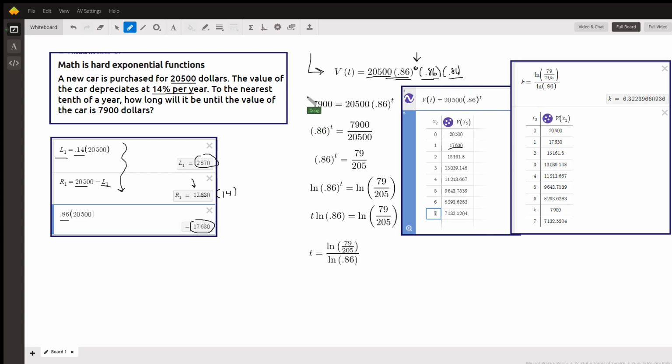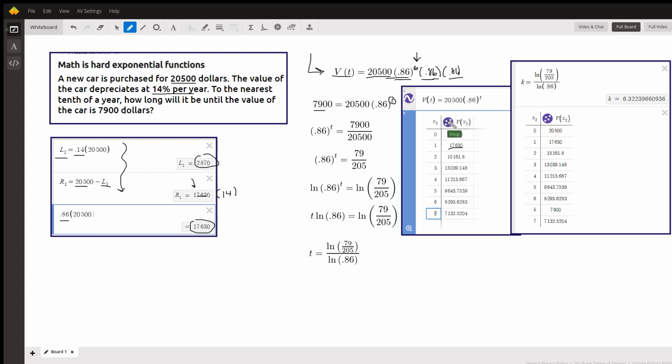After 1 year, 14% of that is gone, or 86% of that remains, and so on. Okay, so now we want to know, when will the value be 7,900? So we put that in here, and we want to solve for t. This is an exponential equation. You usually solve exponential equations by taking the natural log of both sides.